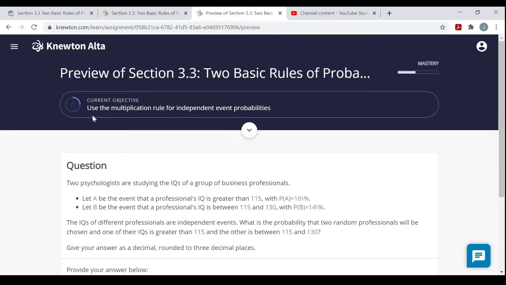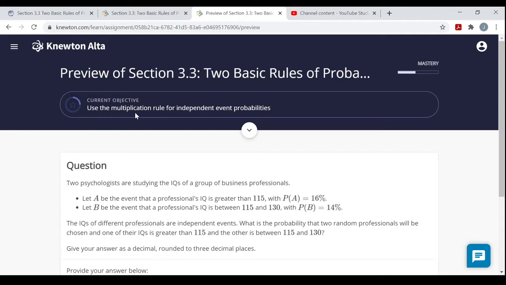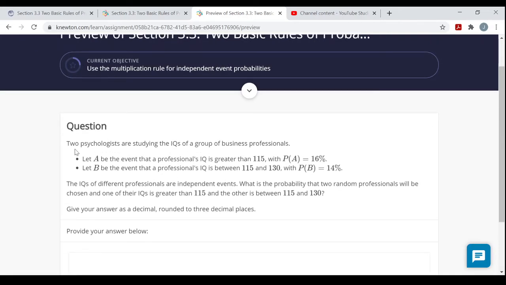Right. So back to that multiplication rule. Pay attention to the objective again for independent events. Here, two psychologists are studying the IQs of a group of business professionals. Let A be the event that a professional's IQ is greater than 115, and the probability of that happening is 16%.